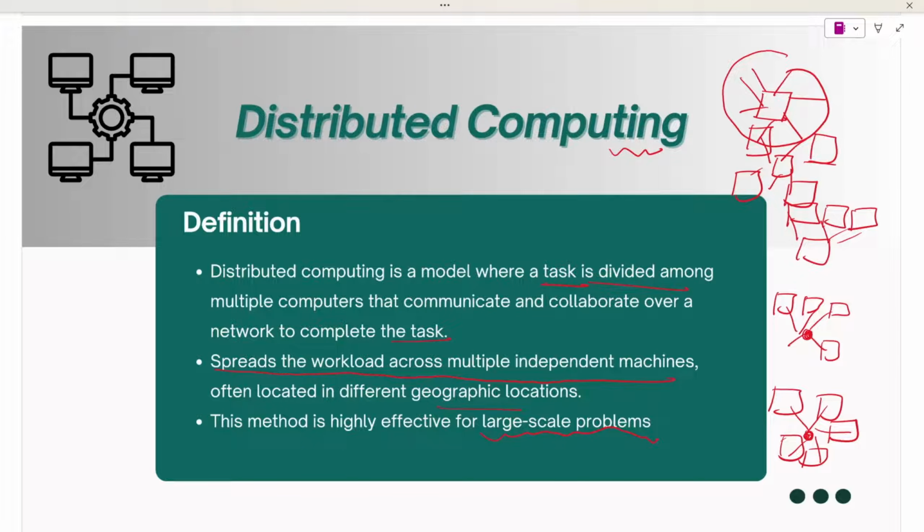Another example is distributed databases, which store data across multiple servers to ensure that the system remains operational even if one or more servers fail. So as the single task is divided among multiple independent computers, if any one of the computers fails to perform the task, all other computers will take care of that task. So there is no problem if one computer fails to achieve the task.